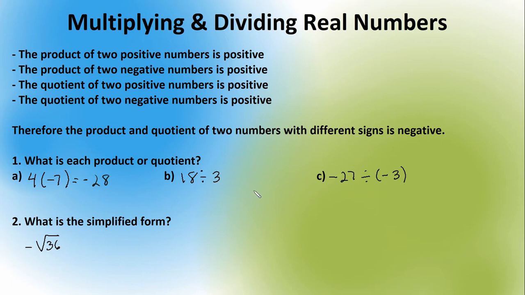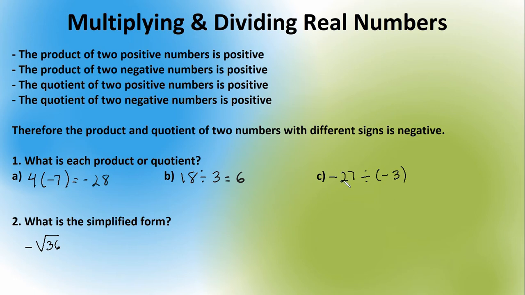All right, next we have 18 divided by 3. Now this is a positive divided by a positive. Remember, when they're both the same sign, we have a positive result here. All right, so 18 divided by 3 is 6, and so it's going to end up being positive 6.